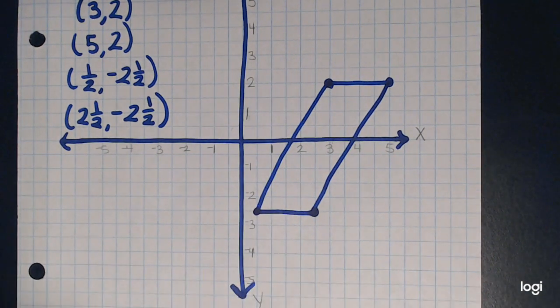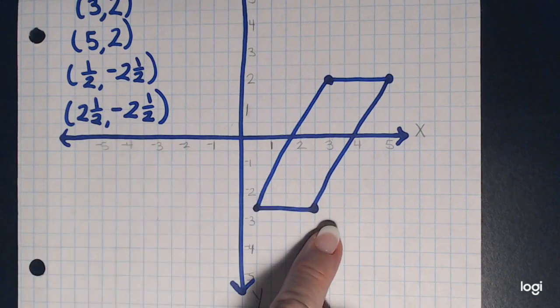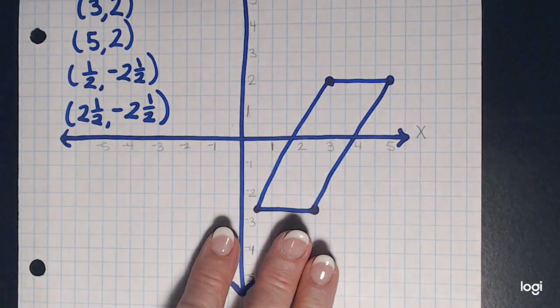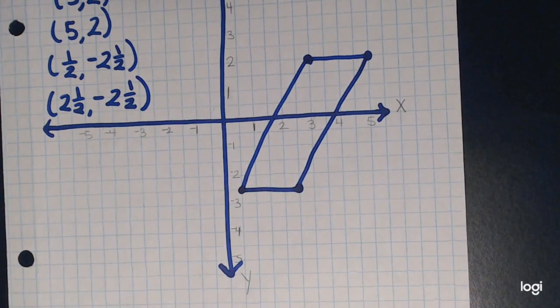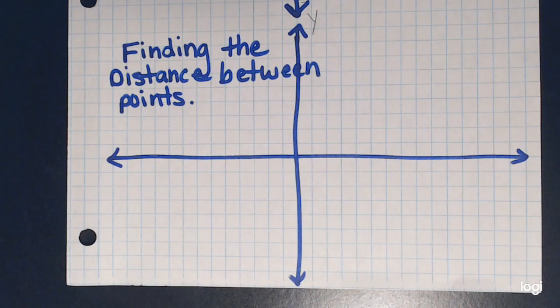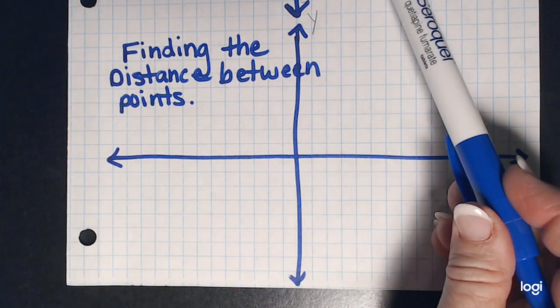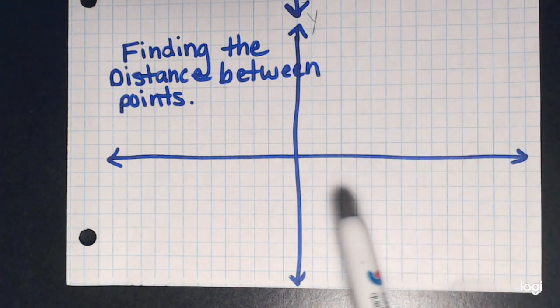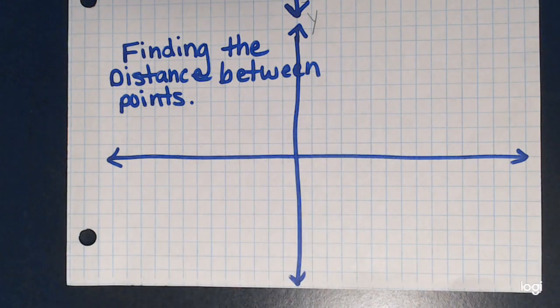So sometimes we're going to give you points like this, and I want you to be able to graph them on your coordinate plane and close the shape up by connecting the dots. So the other skill I'd like to talk to you about, besides drawing polygons on our coordinate plane, is finding the distance between points. Finding the distance between points means something like this.